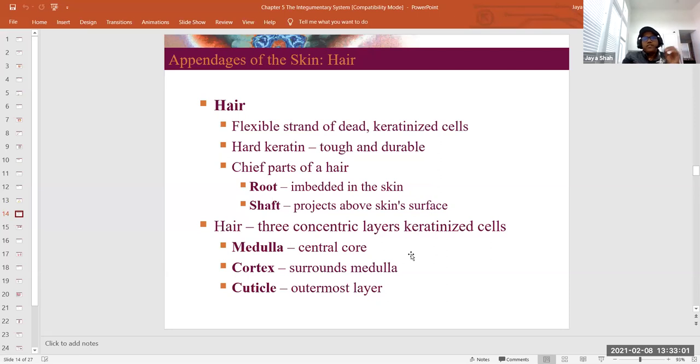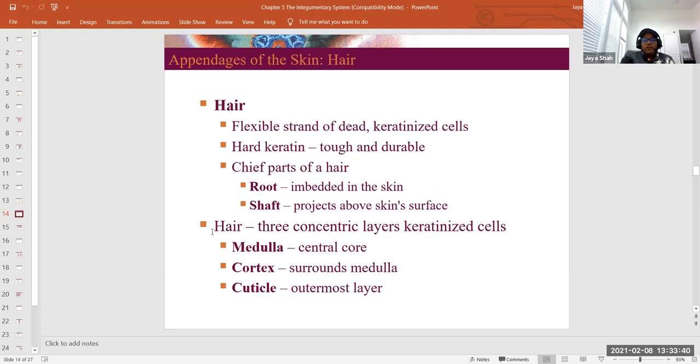Here, appendages of the skin. Another appendage is hair. Here is a flexible strand of dead keratinized cells. Here is also the same thing: epithelial cells come outside and become keratin and extend out. That's why it is here. They contain a lot of hard keratin, tough and durable. The chief parts of the hair are the root and shaft. The root is embedded inside the skin, which you cannot see. The shaft projects above the skin surface, which you can see. So if you're holding your hair now, that is the shaft of your hair, okay?